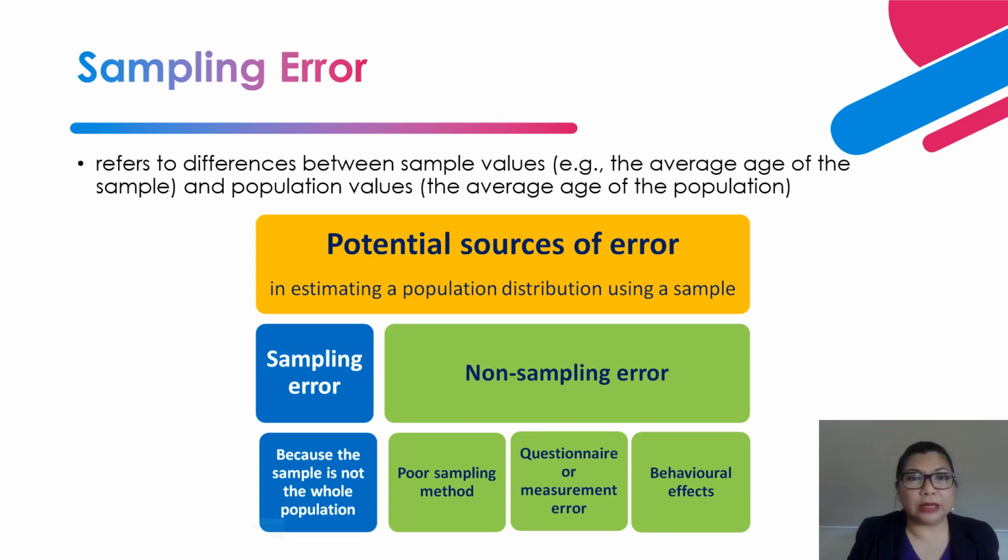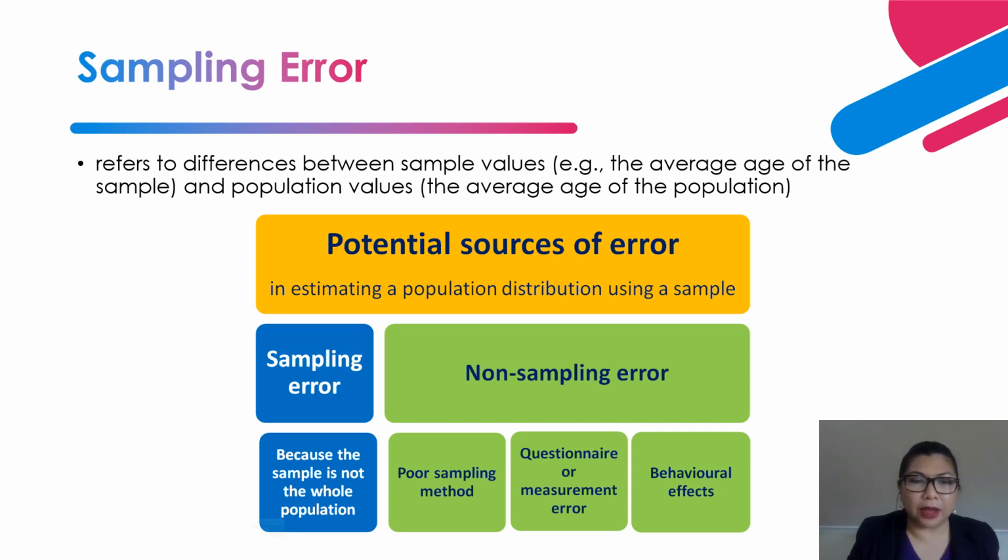So we have to be careful and be aware of sampling errors. This refers to the difference between sample values, that is the average age of the person in the sample, and the population values, the average age of a population. So there is a difference between sampling error and non-sampling error. These are potential sources of error when you estimate the population distribution using a sample.